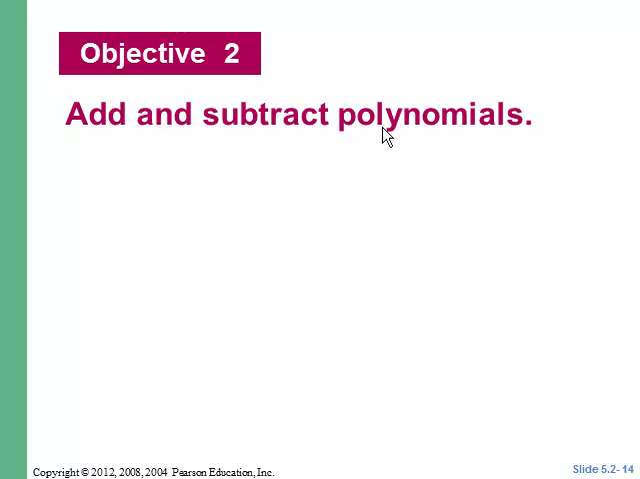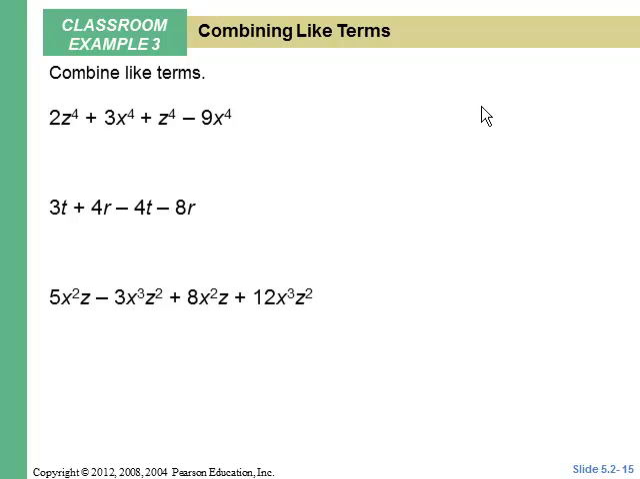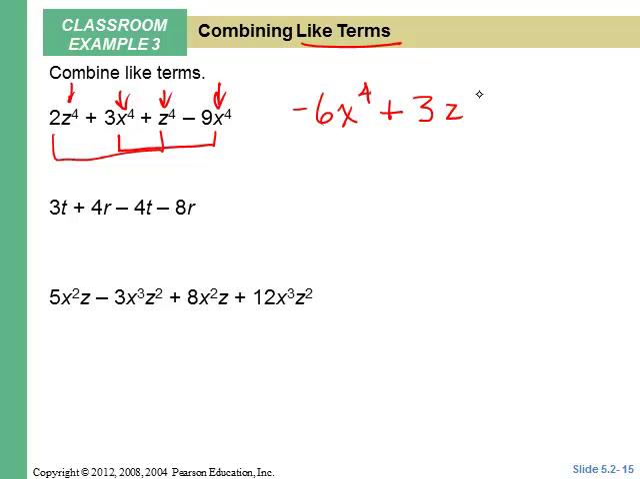Sometimes we can add and subtract polynomials, but not all the time, because you can only add and subtract them if they are like terms. z to the fourth, z to the fourth, x to the fourth, x to the fourth. I like to write them in alphabetical order, so I'm going to combine these two. Negative 9x to the fourth, add 3x to the fourth, I'm up to negative 6x to the fourth. 2z to the fourth plus another z to the fourth is plus 3z to the fourth.